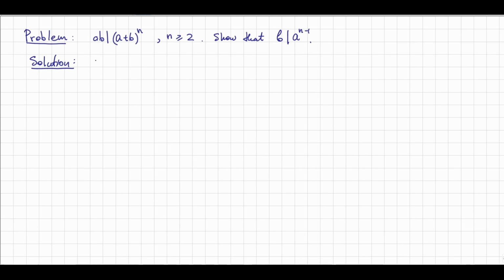First, let us interpret this condition, ab divides (a plus b) to the power of n. By the binomial theorem, (a plus b) to the power of n is equal to a^n plus b^n plus a number of terms, each of which is divisible by ab. So ab divides (a plus b)^n is the same as to say that ab divides a^n plus b^n.